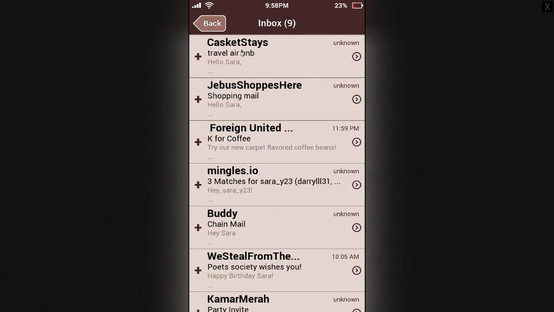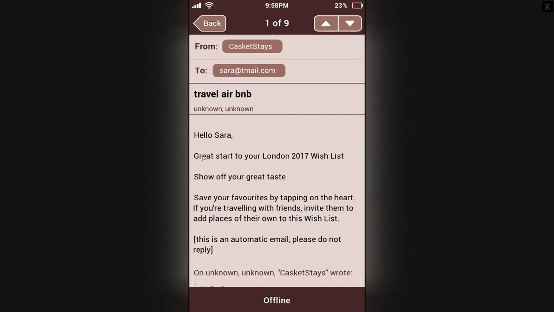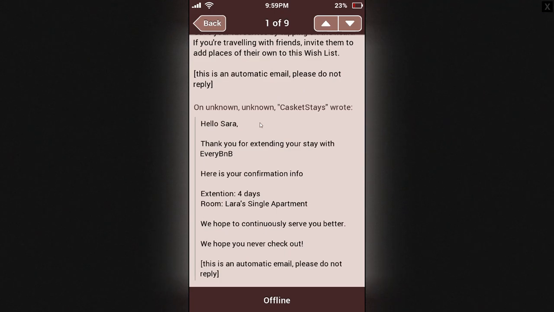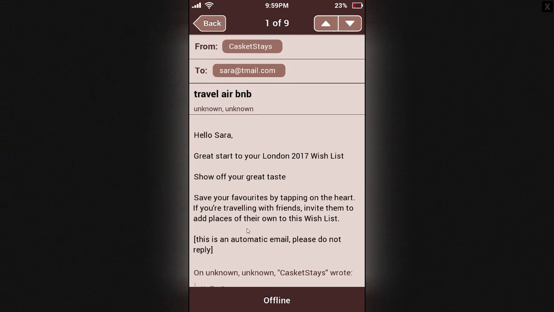Let's check out our mail. Casket stays, travel Airbnb. Hello, Sarah. Great start to your London 2017 wish list. Show off your great taste. Save your favorites by tapping on the heart. If you're traveling with friends, invite them to add places of their own to this wish list. This is an automatic email. Please do not reply. Okay, so she extended her stay at this place. Is it Lara's single apartment? Yeah, thank you for extending your stay.